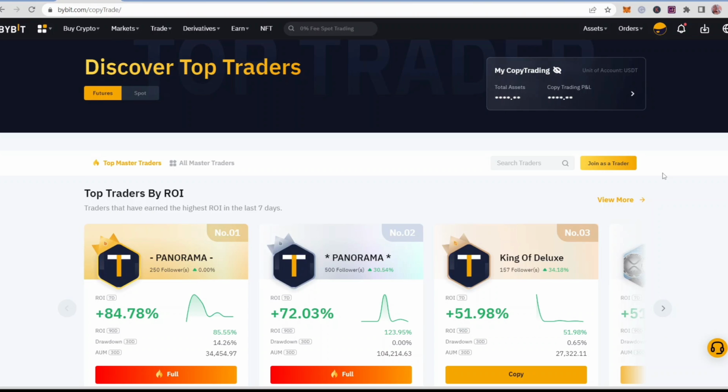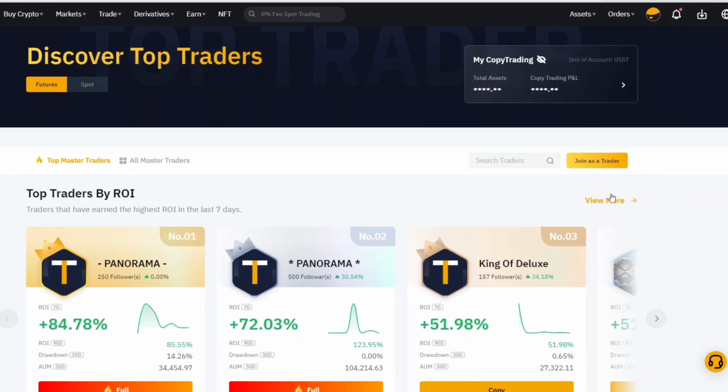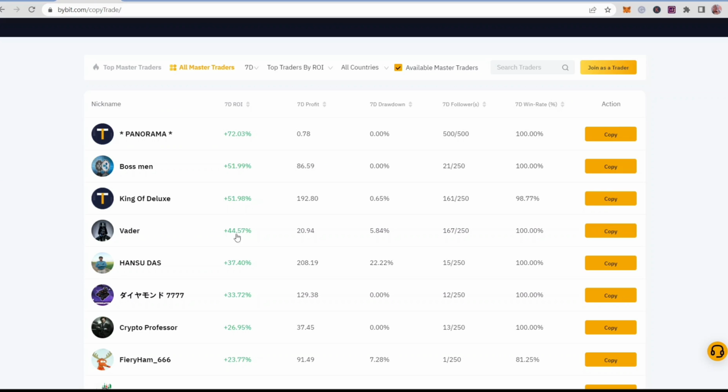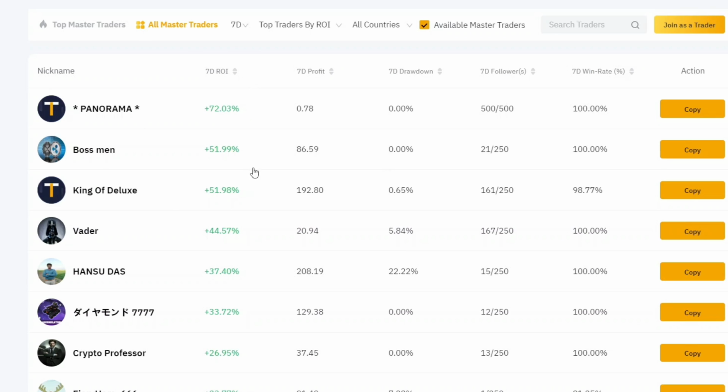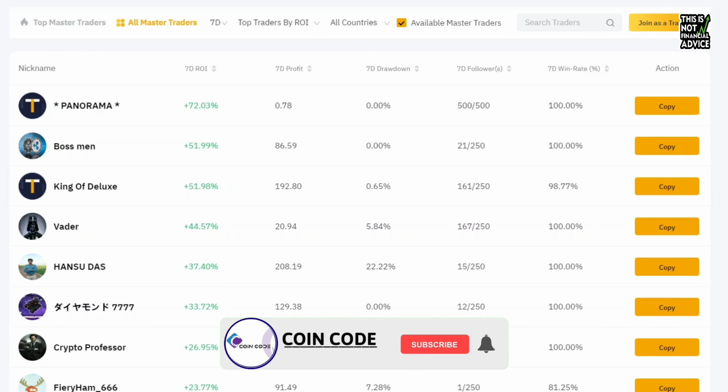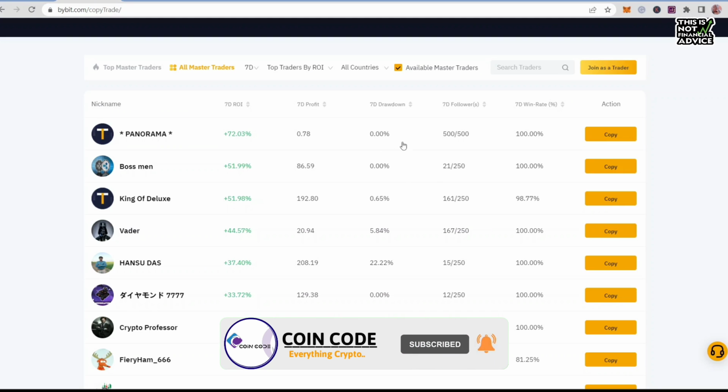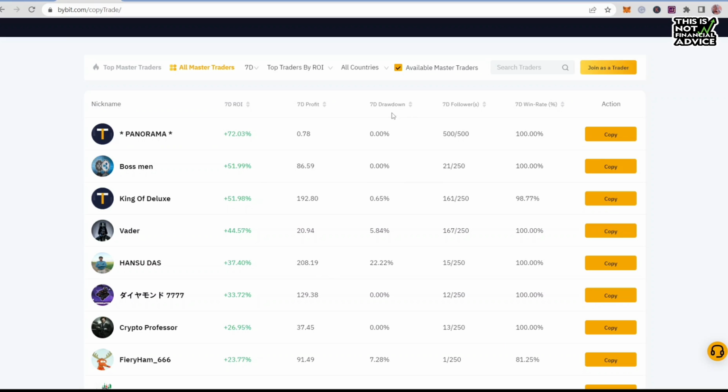So for you to get all the master traders, you just have to click on this icon that says view more, and with that all the master traders will show up to you. So you just have to select the one you want to use, then copy each trade. And you can also see their data from the 7-day return on investment to the win rate. And one factor to consider is this option that says 7-day drawdown. This is basically the rate at which these master traders lose trades.